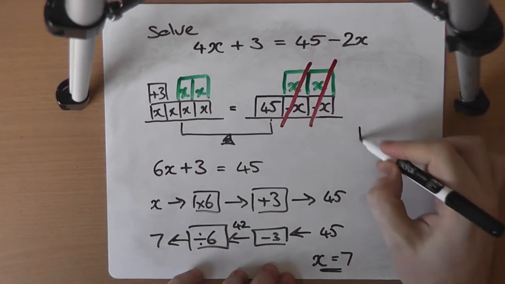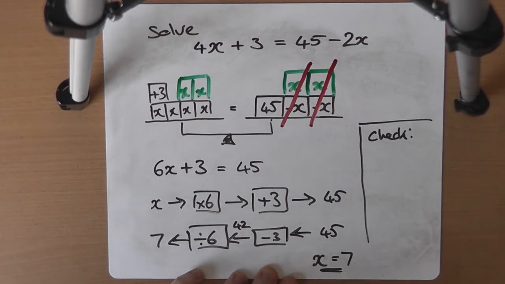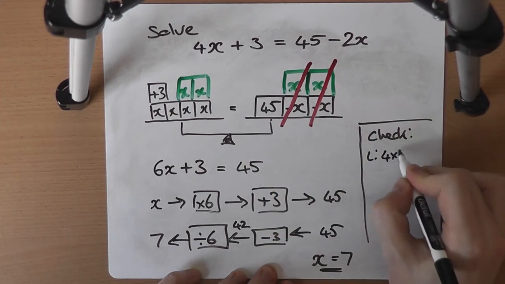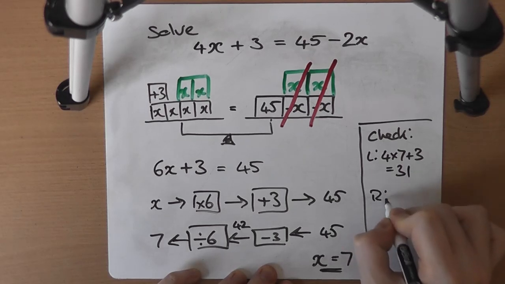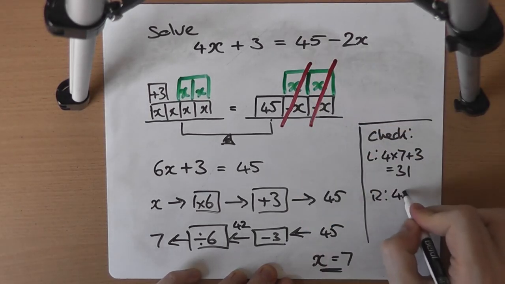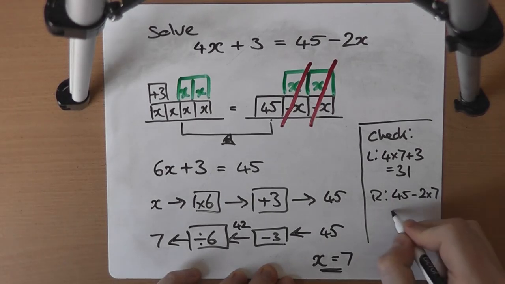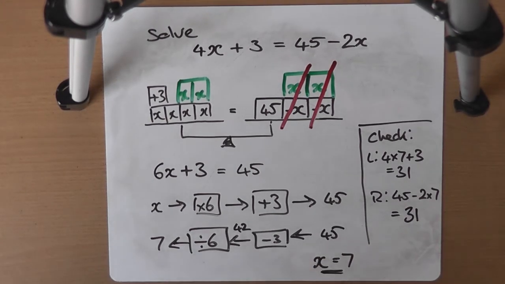We should check that, so we're going to just box off over here for a check. And we're going to check the 7 in the left, check the 7 in the right, and see if we get the same answer in both cases. So on the left, we're going to do 4 lots of 7 plus 3. 4 7s are 28, plus the 3 is 31. And on the right-hand side, 45 minus 2 lots of the 7. 2 7s are 14. 45 take away 14, and that will be 31. Same on both sides, same left and right. Therefore, x is 7 is the solution to this particular equation.